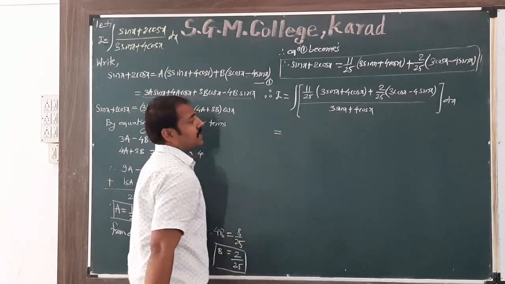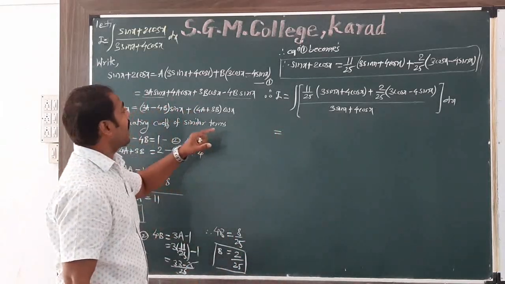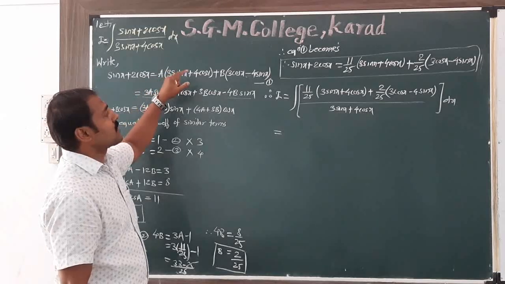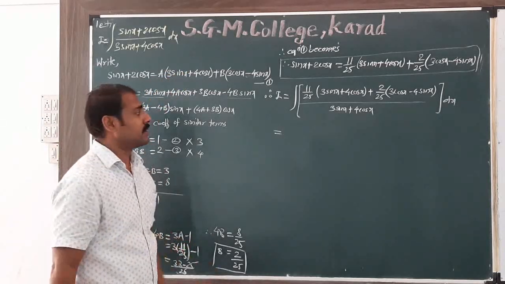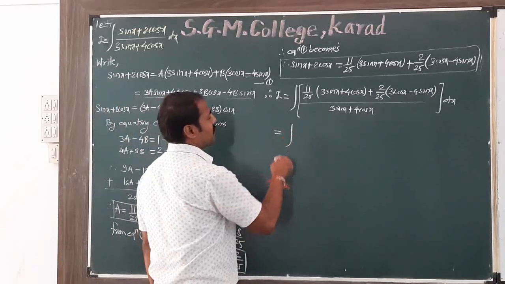After replacing numerator by a into denominator plus b into derivative of denominator, first step is separate the denominator.